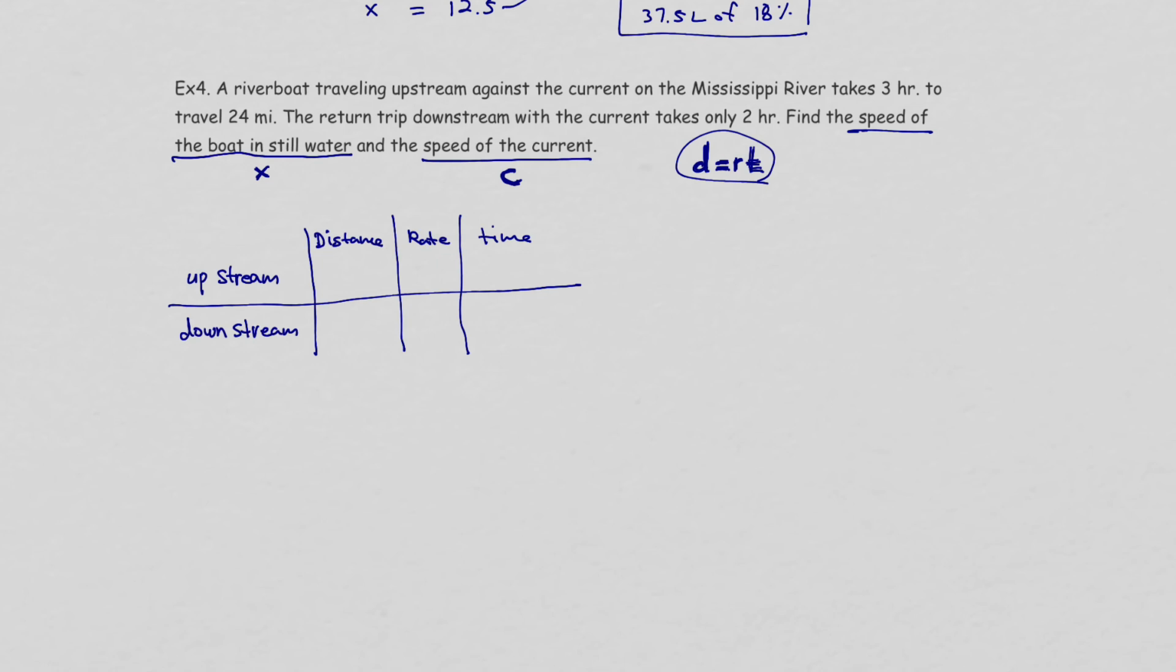So for the upstream, the Mississippi River trip takes 3 hours to travel 24 miles, going against the current, right? So time is 3 hours and distance is 24 miles. Rate is something you don't know. We know the speed of the boat in still water is x and the speed of the current is c. So going against the stream, your rate will be your speed minus the current, x minus c.